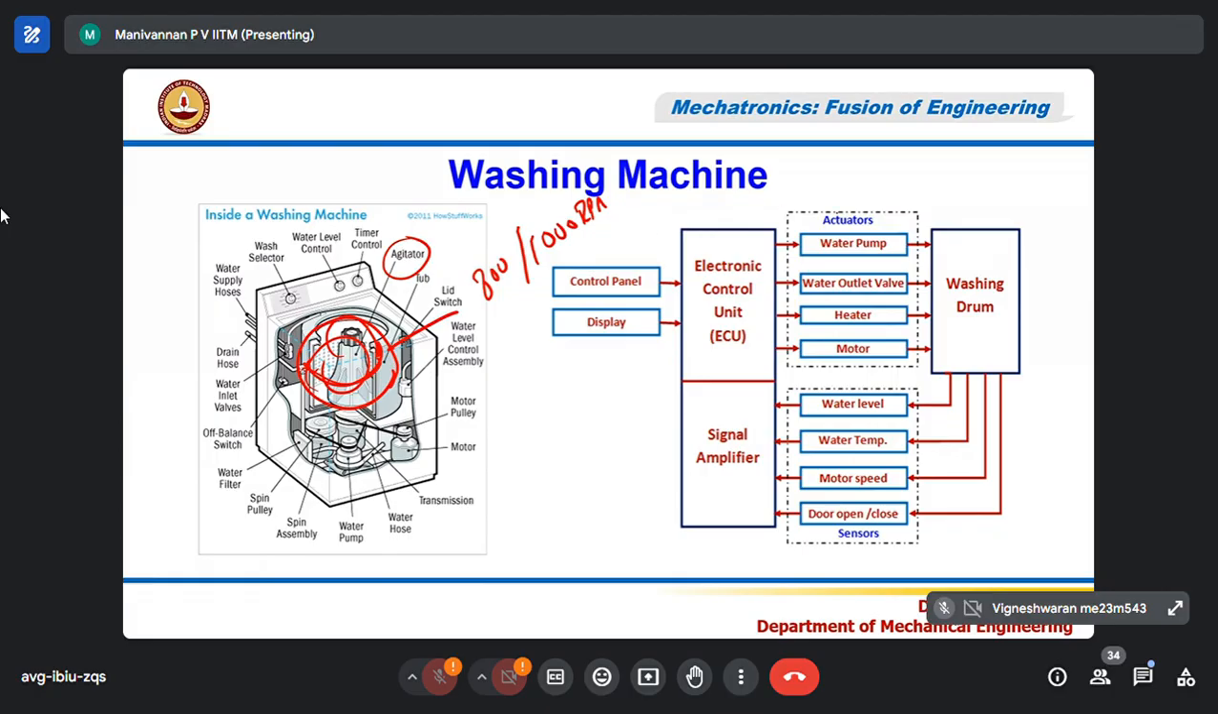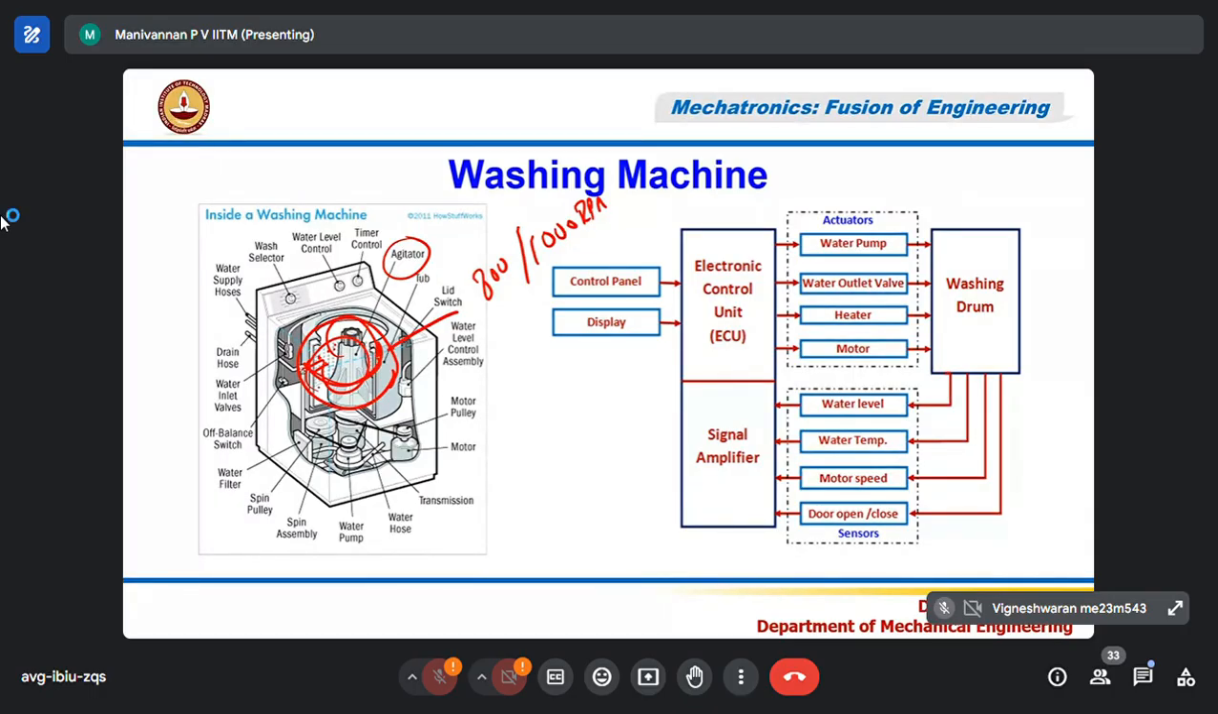During the drying cycle, the spindle will not rotate. Only the entire drum will rotate continuously for 10 minutes. During that, you can see that there are holes. Through these holes, the water comes out due to centrifugal force.